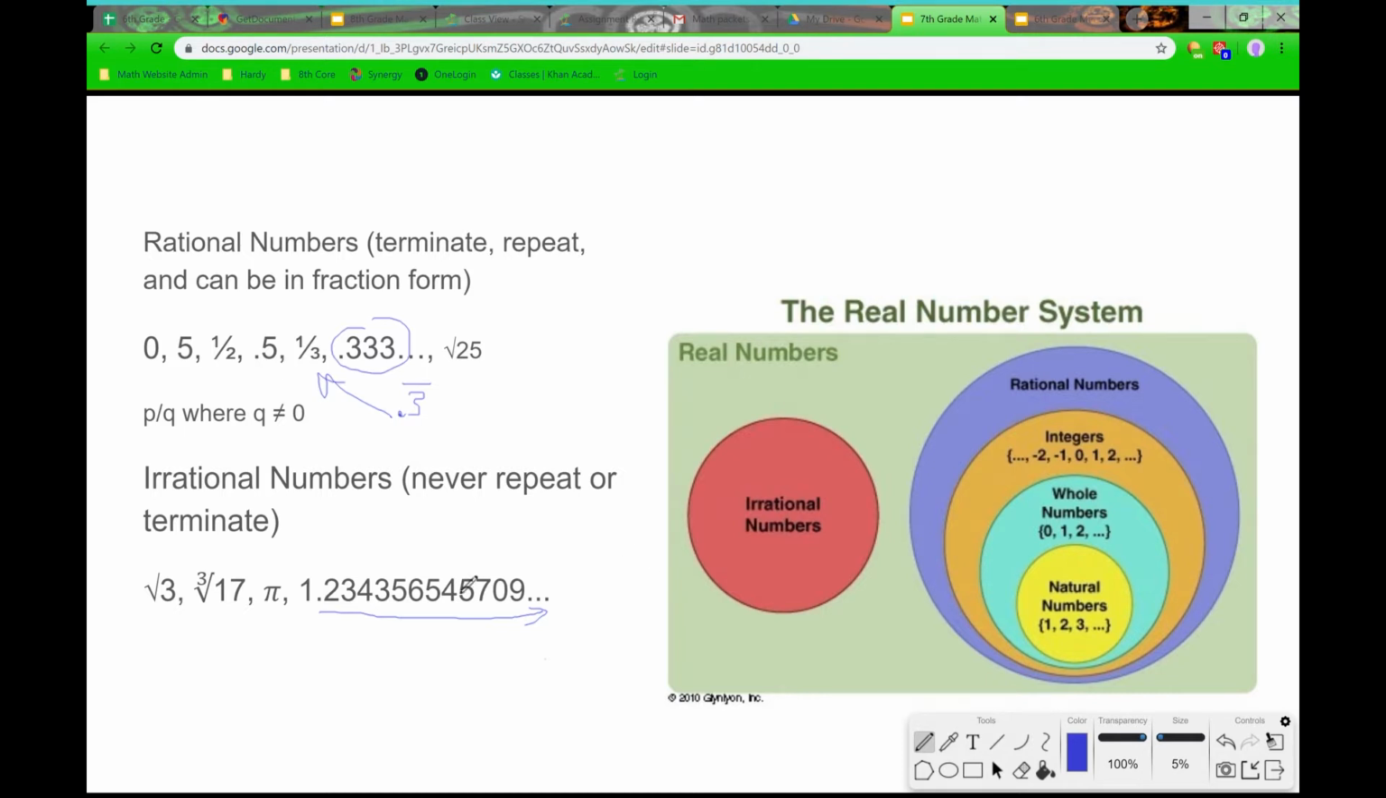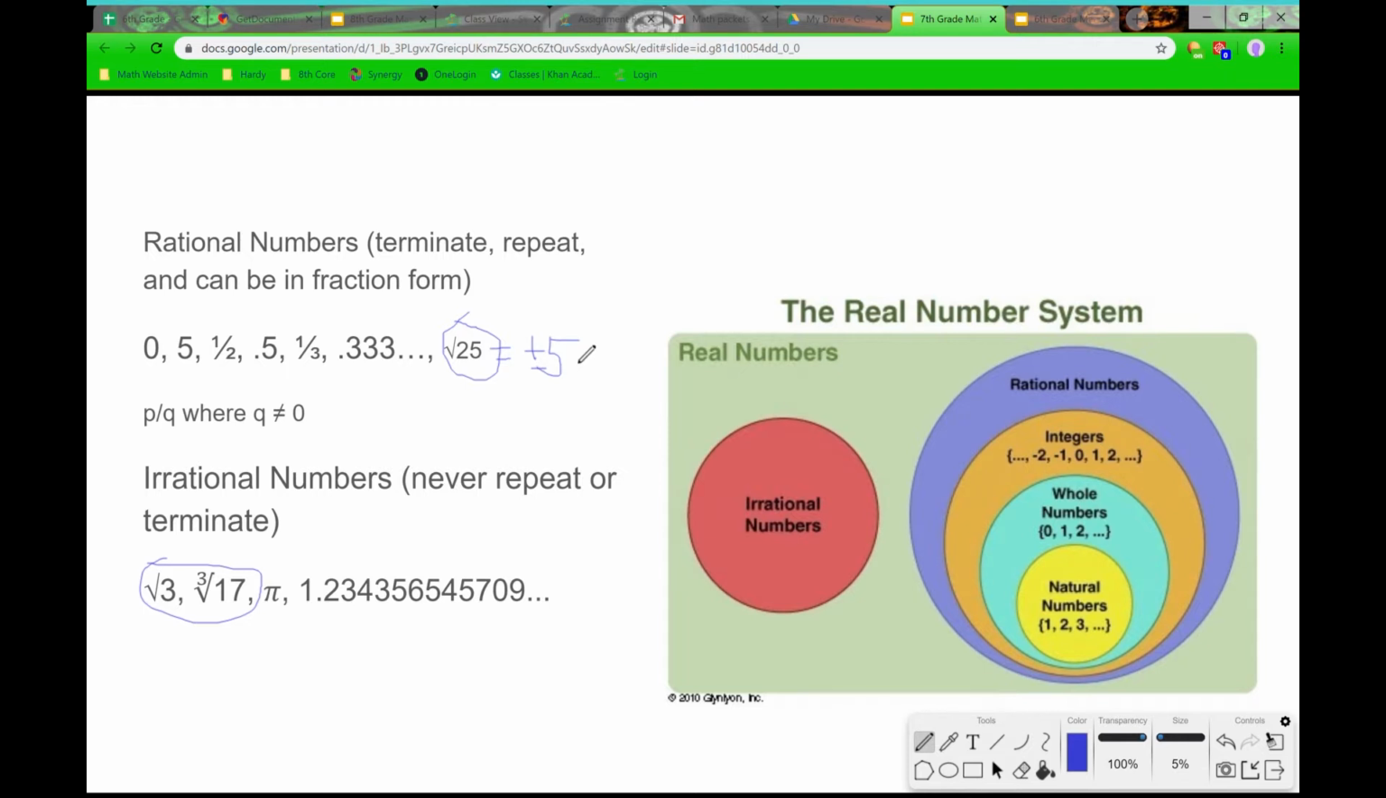Now hopefully you've noticed I kind of skipped over the square root and cube root symbols. Now these can be rational and they can be irrational. I just showed you that the square root of 25 is rational. Well, that's because the square root of 25 is, of course, positive or negative 5. So that can be converted to a whole number, and whole numbers are rational. I can show a kid that they've got 5 donuts, or I can tell them they owe me $5. Those are rational to a kid.